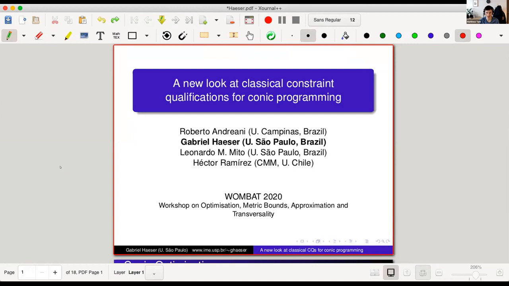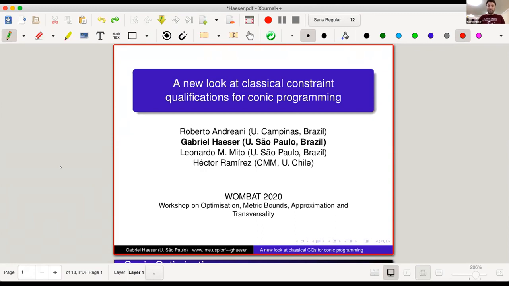So our first speaker is Gabriel Haeser from São Paulo in Brazil. Gabriel, are you here? Yeah, I'm here. Okay, I see. And he's going to tell us about constraint qualifications for conic programming. So the floor is yours. Okay, thank you, Matthew.